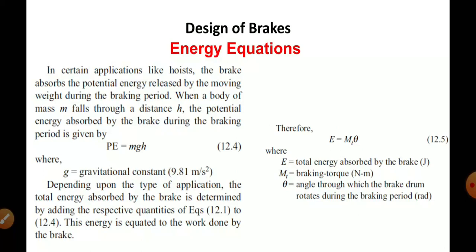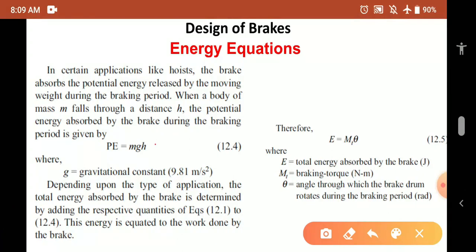In certain applications like hoists and elevators, as we discussed, the potential energy is released. When a body of mass m falls through a distance h, the potential energy absorbed by the brake system is Pe equals m g h, as we know, where m is the mass in kg, g is the gravitational constant, equal to 9.81 meter per second square, and h is the distance or height.